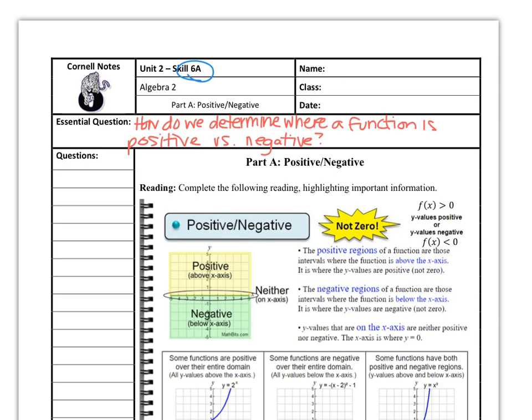So we've got a little reading here. I want you to just pause your video, complete the reading, highlighting important information, and then we'll talk about it.